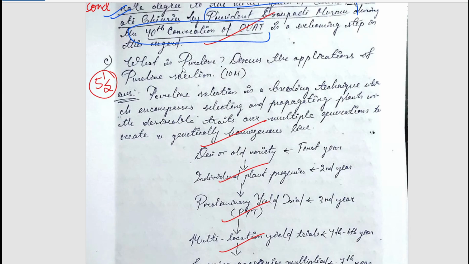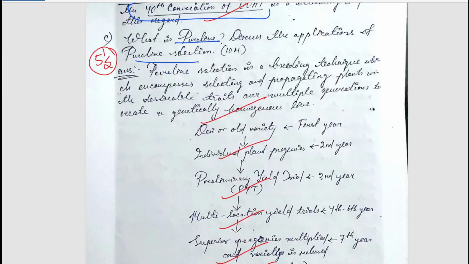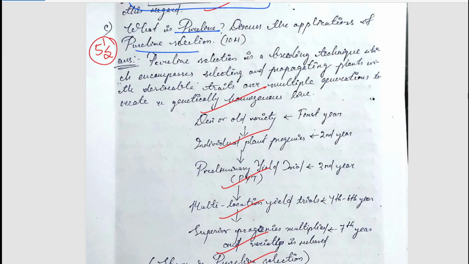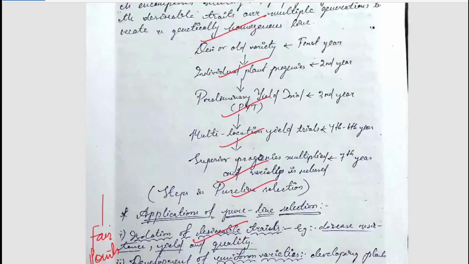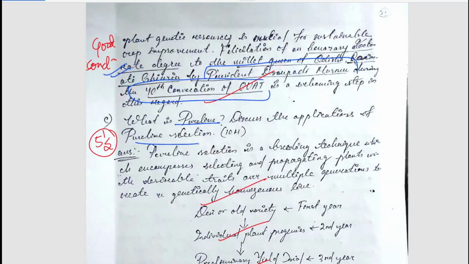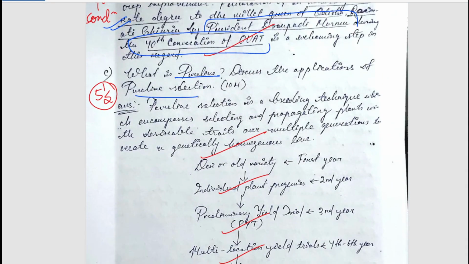The next question is, what is pure line, and discuss the applications of pure line selection. First of all, you can see that the student has missed defining pure line. What is pure line should be written here.